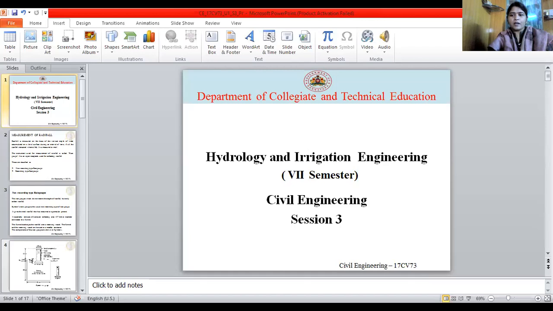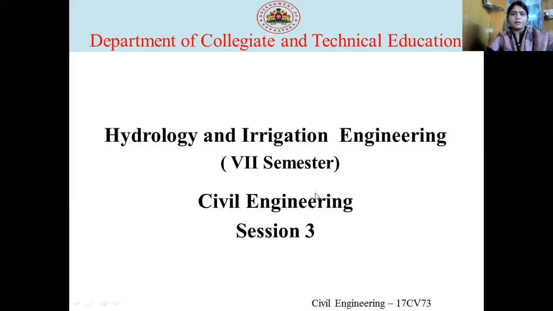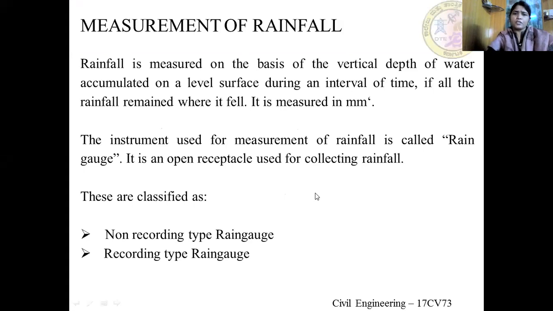So today we will be starting session 3. In the last session, I spoke about forms of precipitation, types of precipitation. So precipitation in any form, whether it is rain, drizzle, sleet, glaze, snow, or hail, when it reaches the earth's surface, we need to measure it. Since the precipitation received in our country is mostly rainfall, I'll be talking about measurement of rainfall.